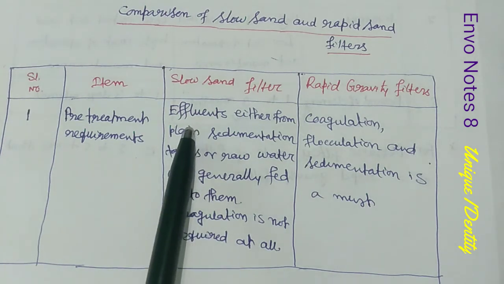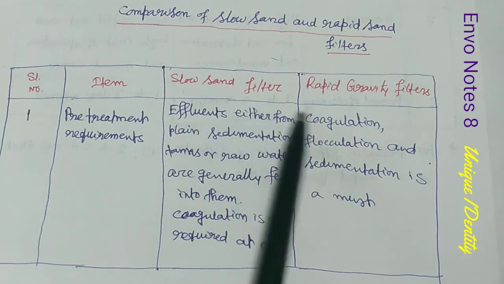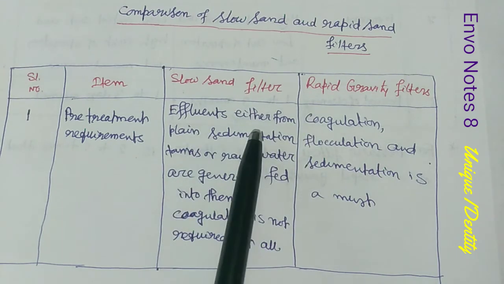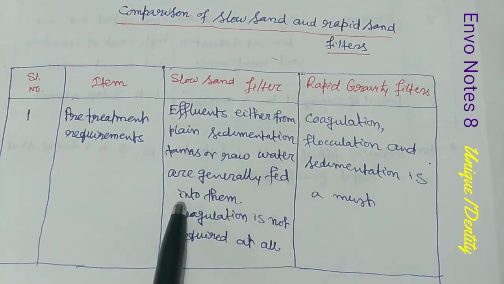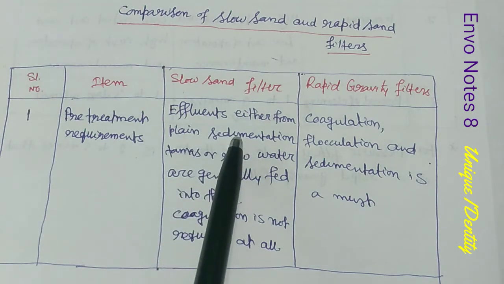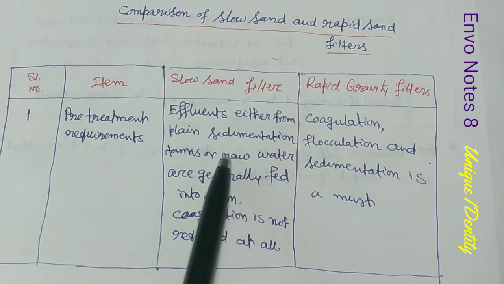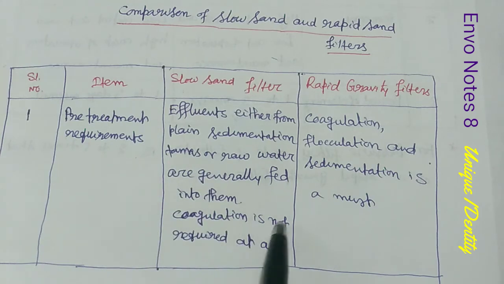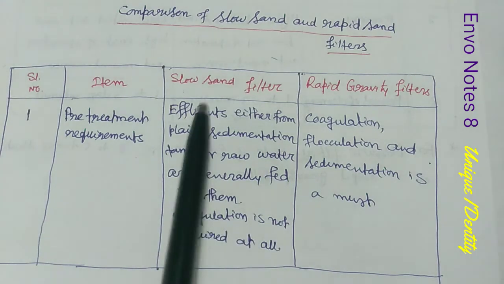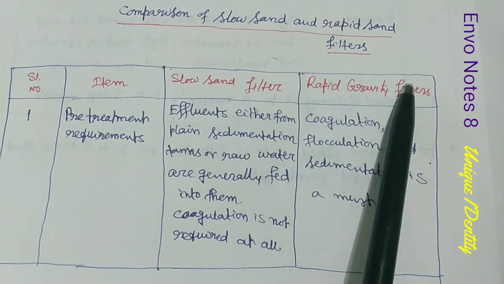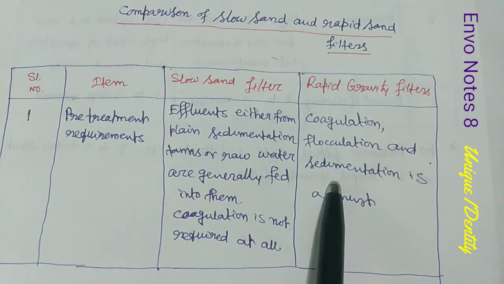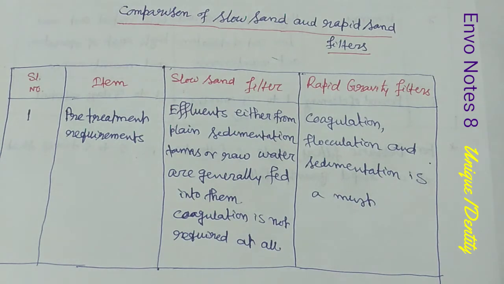Next I am telling you that effluents either from a plain sedimentation tank or raw water are generally fed into them. So sedimentation and flocculation may be required, but coagulation is not required at all for the slow sand filter. Okay, but for the rapid sand filter, coagulation, flocculation and sedimentation are all required.